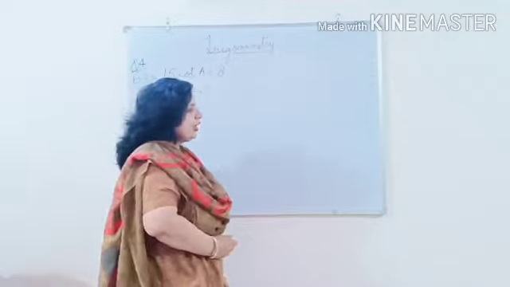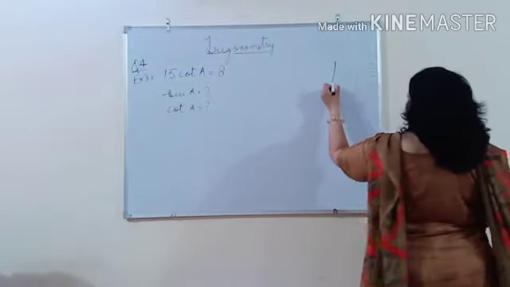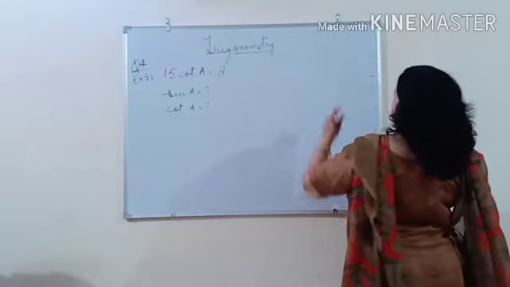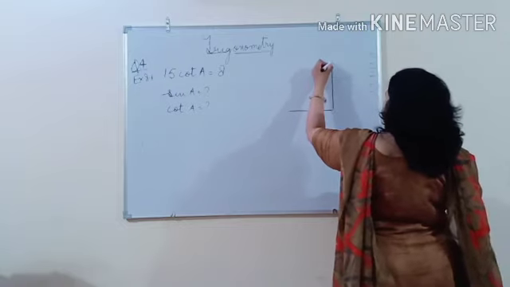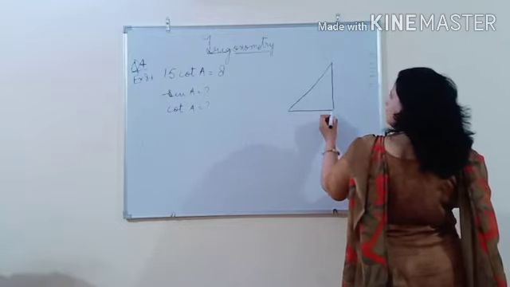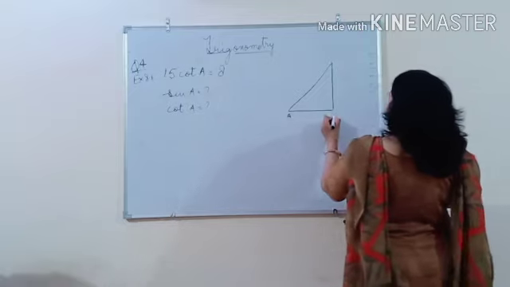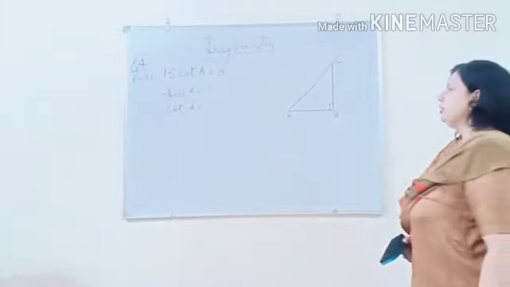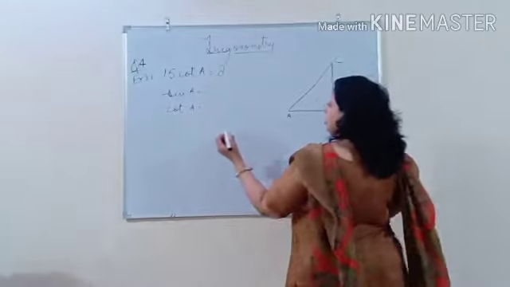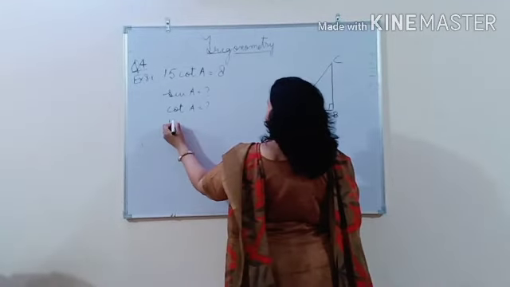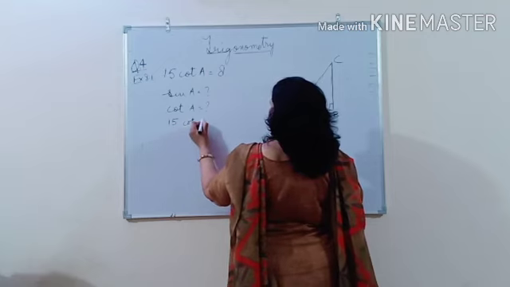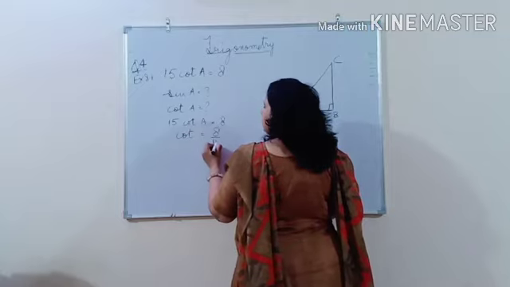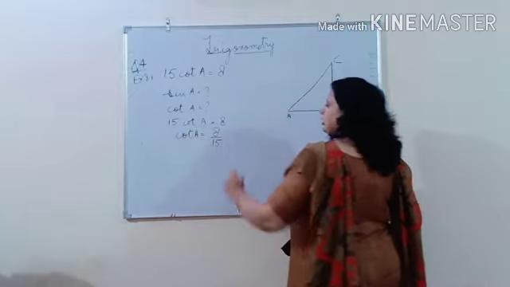Now these ratios we have to find for angle A. So let us draw a figure. This will be angle A, B, right angled at B. We have drawn a right angled triangle, right angled at B. Now here it is given that 15 cot A equal to 8, or cot A will be equal to 8 by 15.